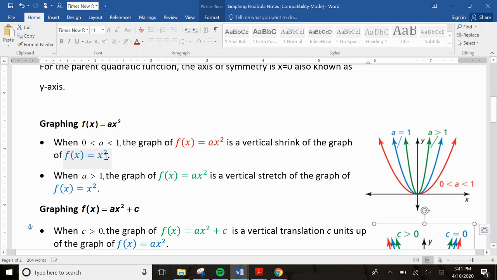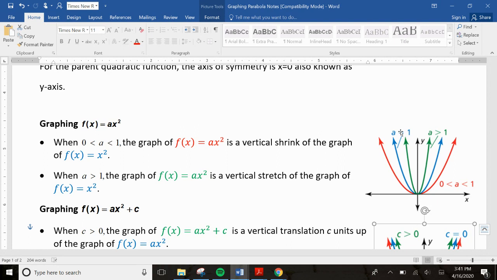That means that if we compare our parent function, our original, which is our blue graph here, when a is a fraction, it's a vertical shrink, meaning that it's getting wider. And this language, vertical shrink, can sometimes be confusing to kids or students or even anybody learning about quadratics, right? So you're like, if it's getting wider, why is it shrinking?